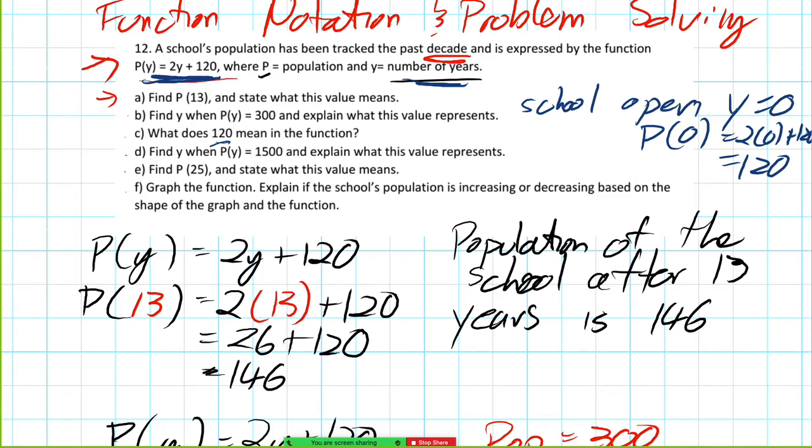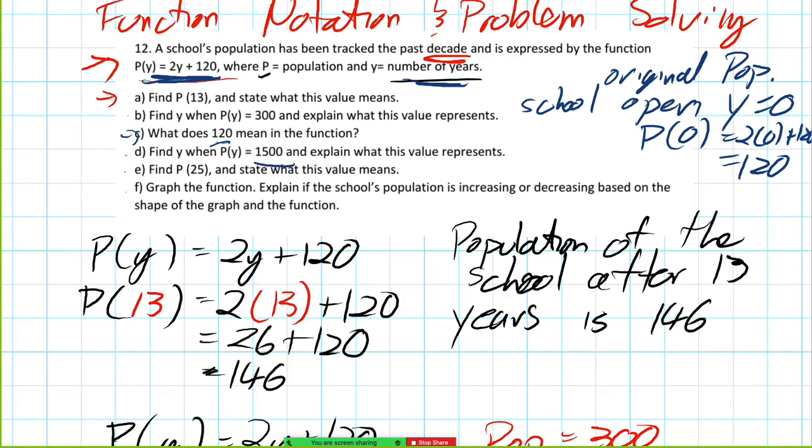And it looks like the school is increasing by about 2 students a year, right? We plug in the value of 1. It looks like population goes up by 2. So the population of that school goes up by 2 every year. Okay, I'll see if I can fix it. Original pop.